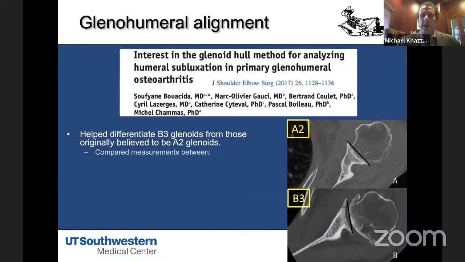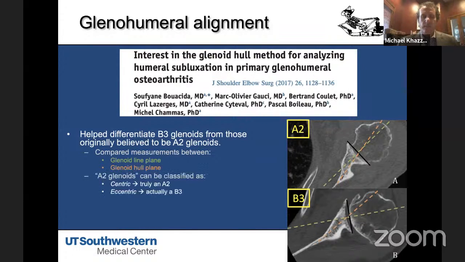So why is this helpful? It allows you to assess and differentiate more severe glenoid wear patterns, such as the A2 from the B3, as you can see here, using the glenoid plane line as well as the glenohumeral plane line. And then you can see, is the humeral head truly centered, or is it monoconcave and recentered, giving the impression that it's recentered, but truly a B3 glenoid?